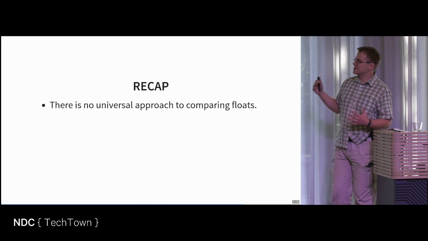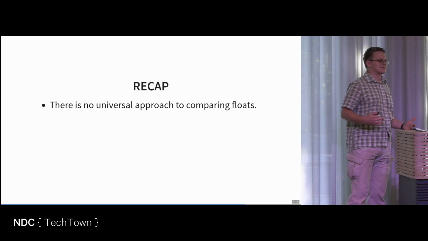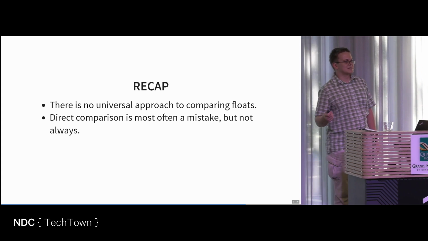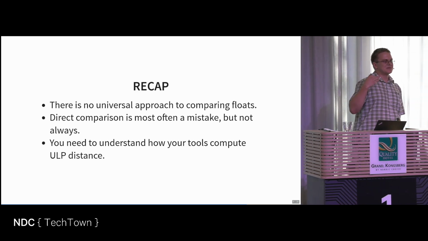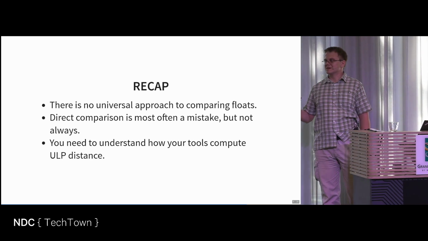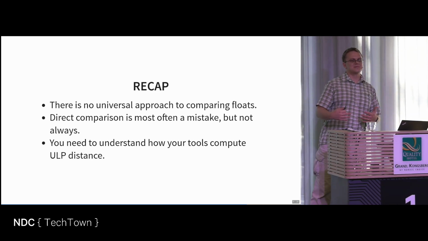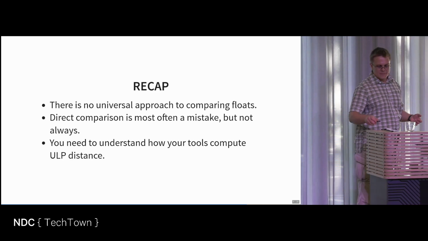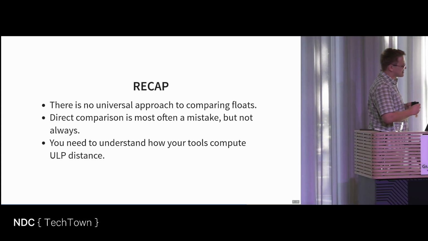So let's recap. First, there is no universal approach to comparing floats. There is a lot of them. You have to pick the one that's right for what you are trying to do. Direct comparison is usually a mistake. Not always, but 90% of the time, maybe more. If you are using ULP distance, you need to understand what your tools actually calculate as the distance. What do they think is the distance between -0 and +0? What do they think is the distance between the largest number you can represent and infinity, and so on? Okay? So again, this is a good place to ask about this part.